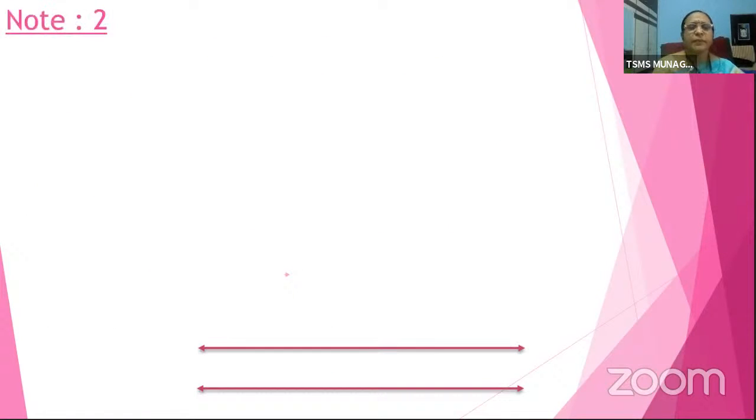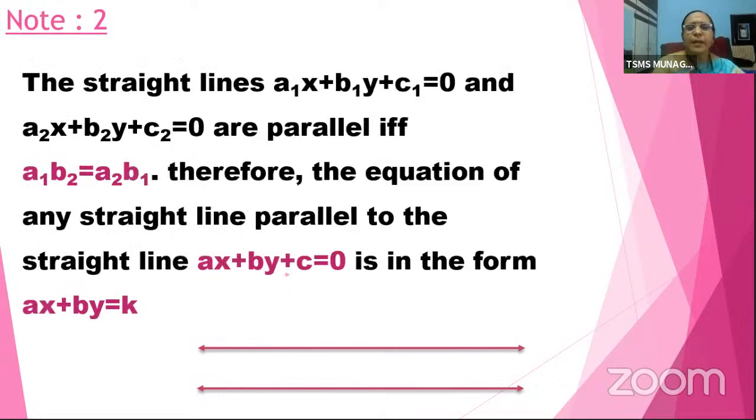Now what will happen to parallel lines? Just see. The parallel lines will have a condition A1 B2 is equal to A2 B1. We have seen this condition in the previous lesson also, where the ratios of the coefficients will be equal, A1 by A2 equal to B1 by B2. From there only we have derived this condition, A1 B2 is equal to A2 B1.